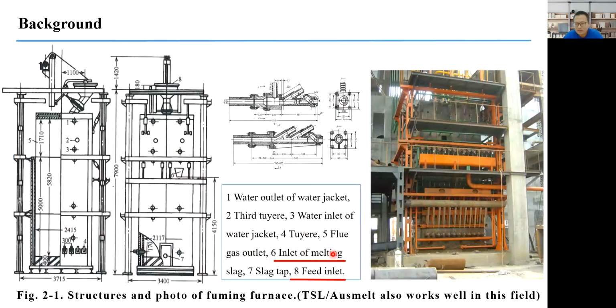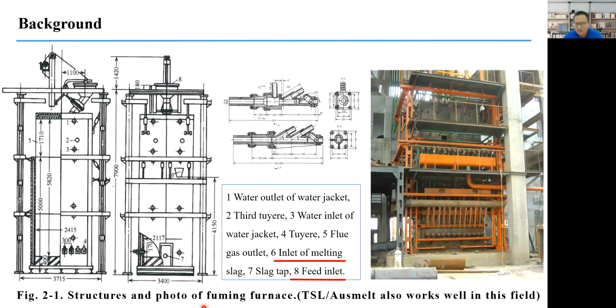And I have highlighted with red lines the inlet of melt. As I have mentioned, the slag in hot form can be directly tapped into this furnace. And also we can have some cold materials from the feeding mouth. So this fuming furnace can treat both hot slag and cold materials.